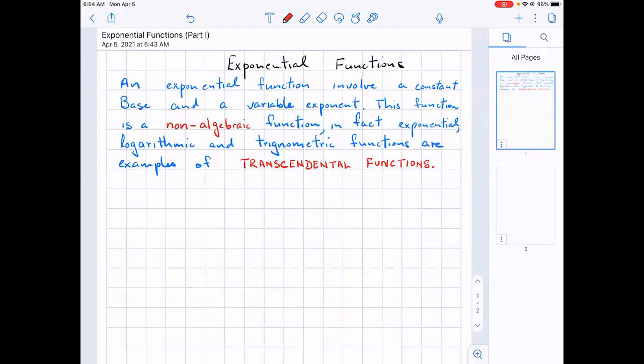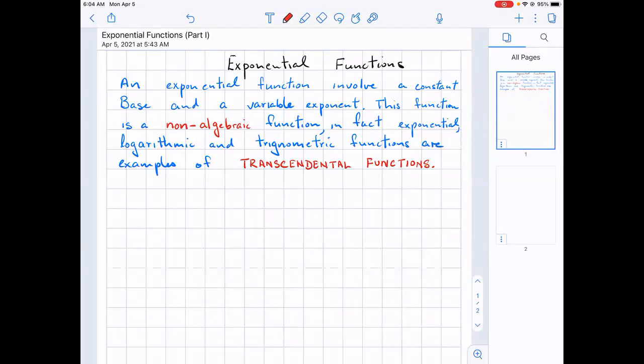Hello, in this video, we'll look at exponential functions. An exponential function is a function that involves a constant base and a variable exponent. This function is a non-algebraic function. In fact, exponential, logarithmic, and trigonometrical functions are referred to as transcendental functions.